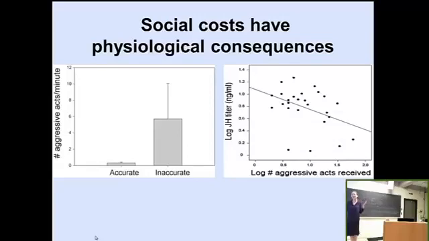Now, of course, the experiment that I need to do, which is in process but not done yet, is experimentally manipulating the wasp facial patterns so that they have inaccurate signals, and then directly testing the physiological consequences of that manipulation. And I think that'll be really exciting to find out the answer.